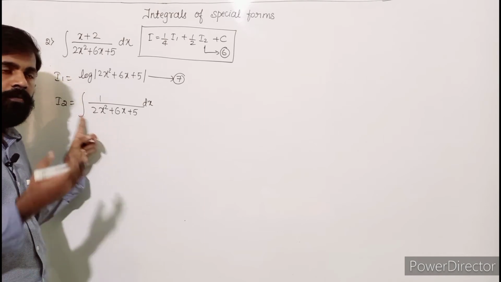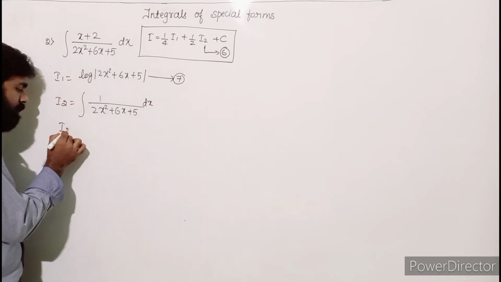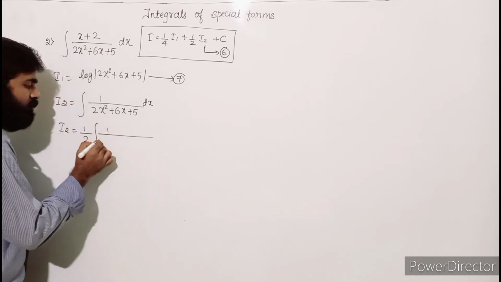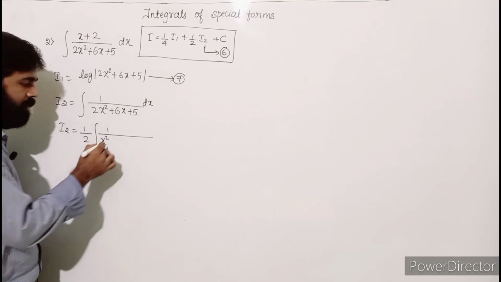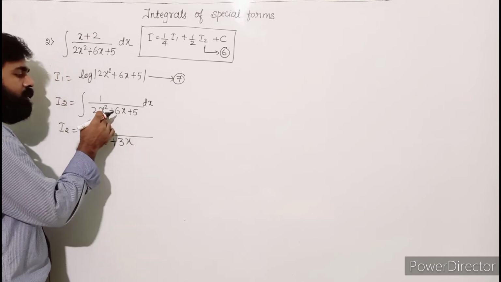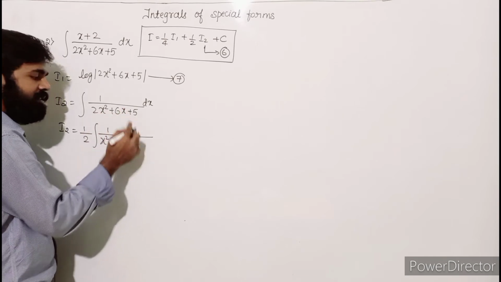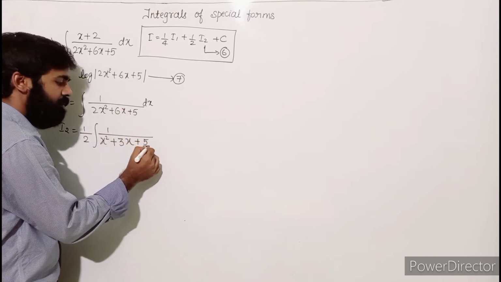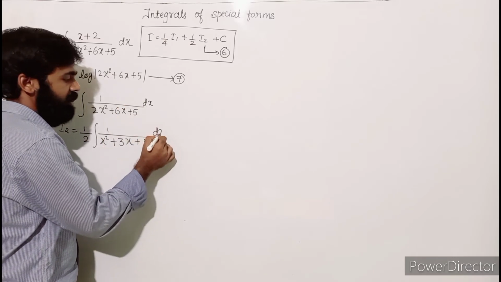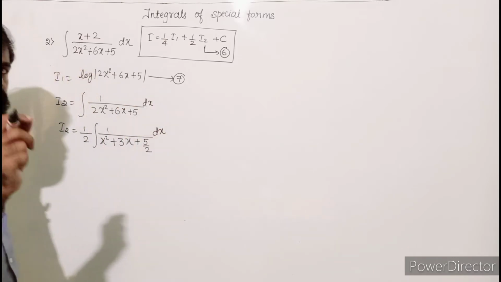Take 2 common, right? So if I take 2 common in the denominator, integration 1 divided by, I get x square plus 3x, because 2 into x square is 2x square, 2 into 3x is 6x. So here I get 5 by 2. 2 and 2 cancel, and I write dx.